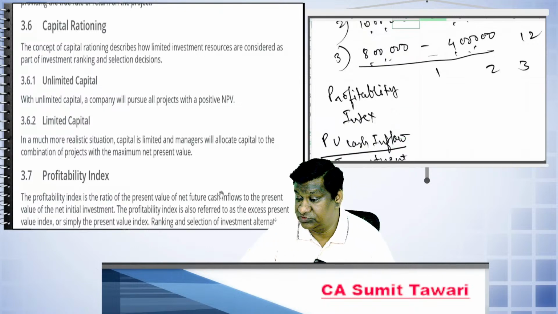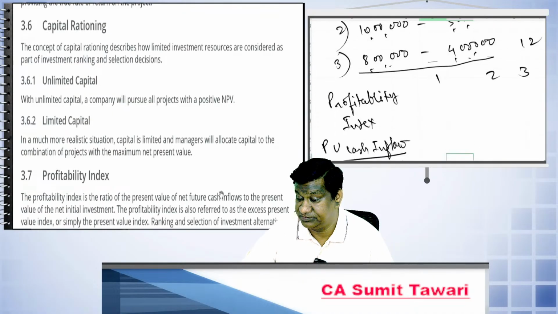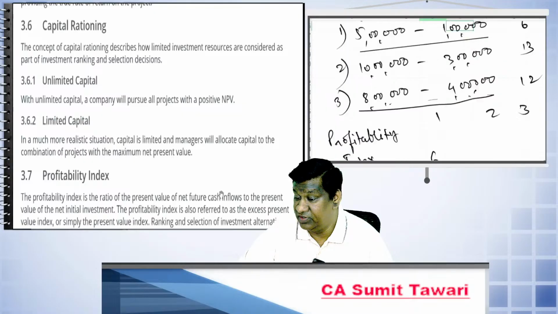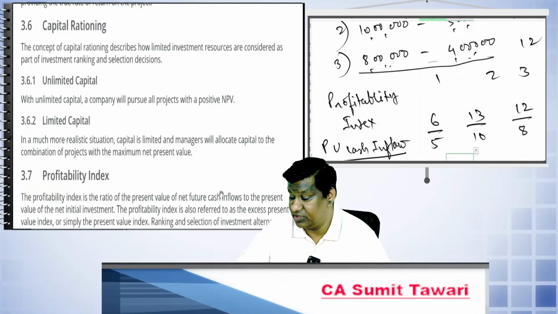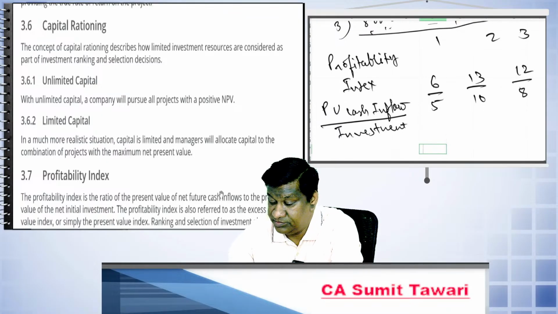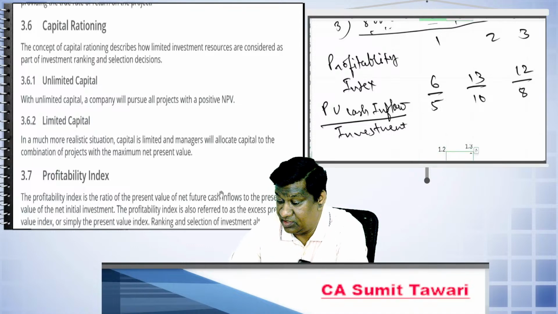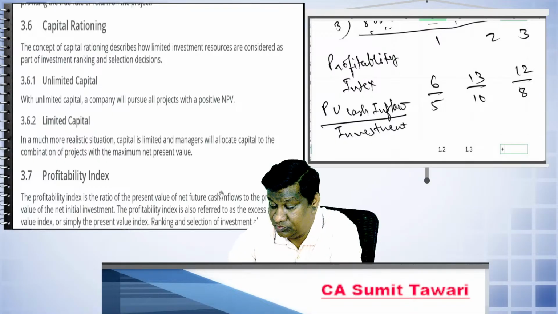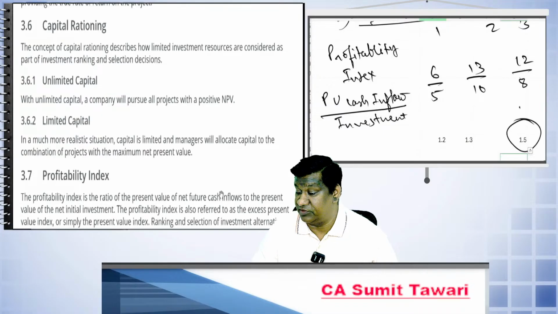If you see here, the present value of cash inflow is 6 lakh and the investment is 5 lakh, so 6 divided by 5. Then present value of 13 and investment of 10, so 13 divided by 10, and here 12 divided by 8. Now we need to calculate: 6 divided by 5 is 1.2, 13 divided by 10 is 1.3, and 12 divided by 8 is 1.5. So this is the most preferable project. This is priority 1, this is priority 2, and this is priority 3.